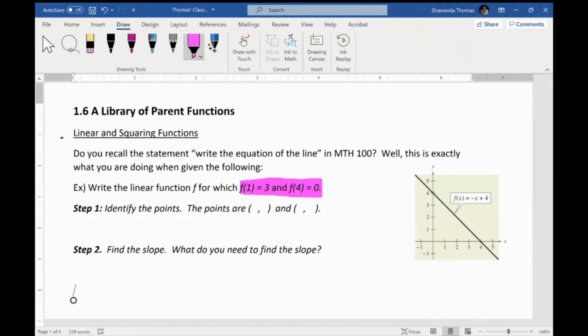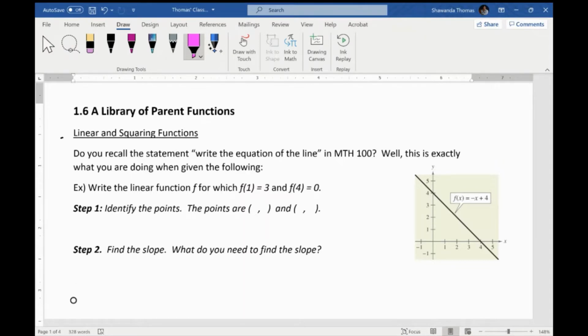All right, so the terminology you used to hear before pre-cal was write the equation of the line. It means exactly the same as write the linear function f in pre-cal. We just changed the lingo a little bit. Here's how you write the linear function, given some information. You first identify the points that were given to you.